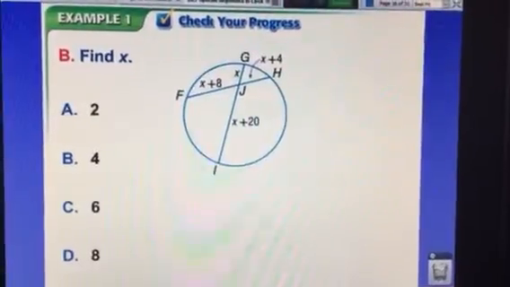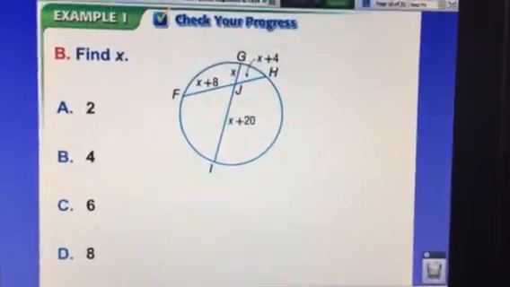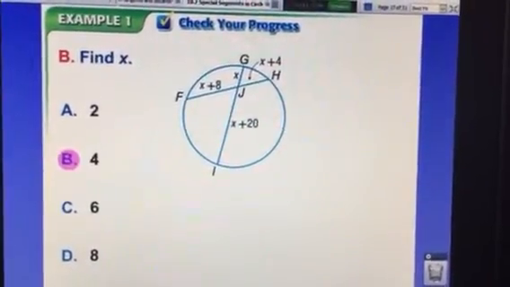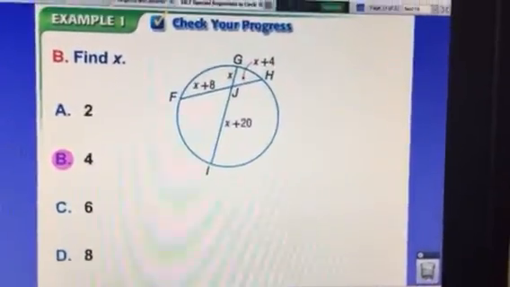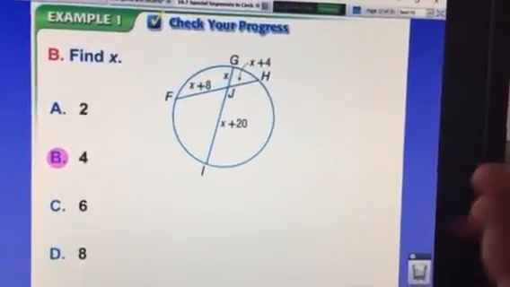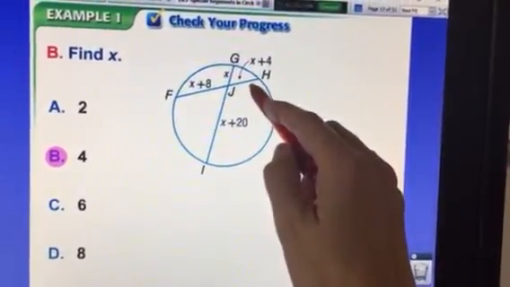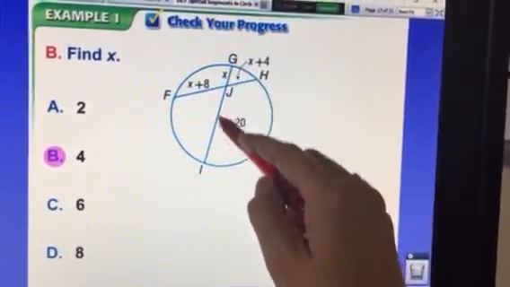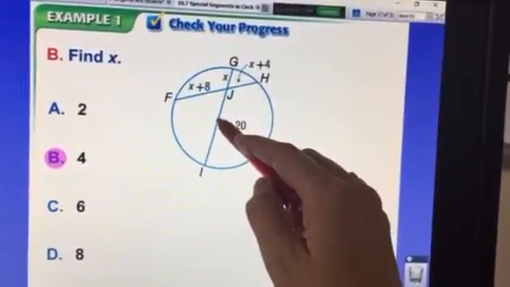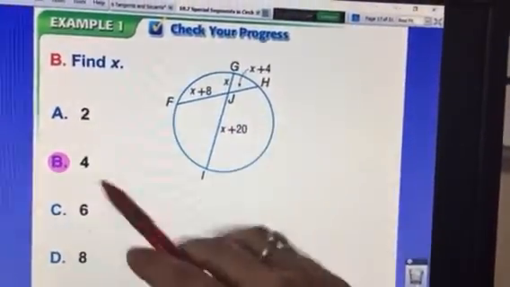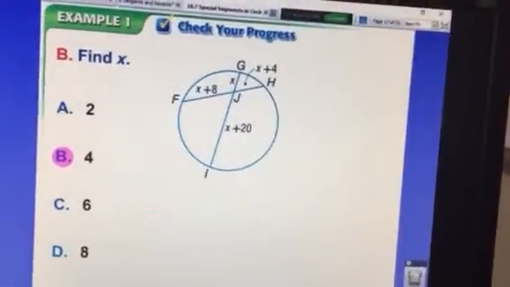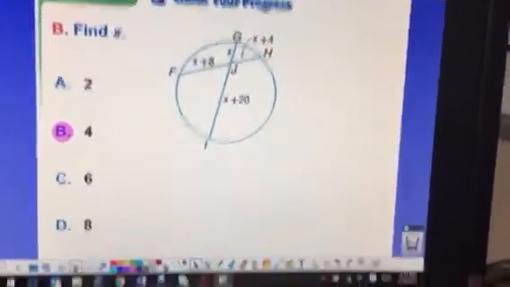Okay, and the correct answer is 4. Okay, we can look at this one because it's a little bit more challenging. The setup would just be x plus 8 times x plus 4 equals x times x plus 20. So if you got the correct answer and you're good, you can fast forward through this part, but I'm going to walk through it if you did not get the correct answer.